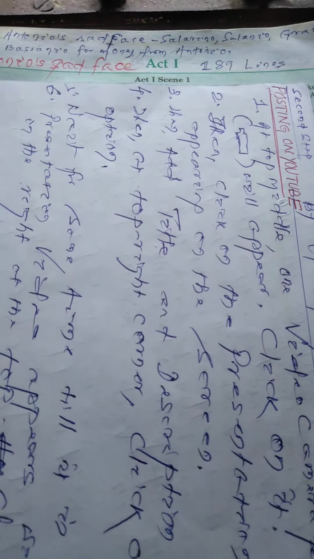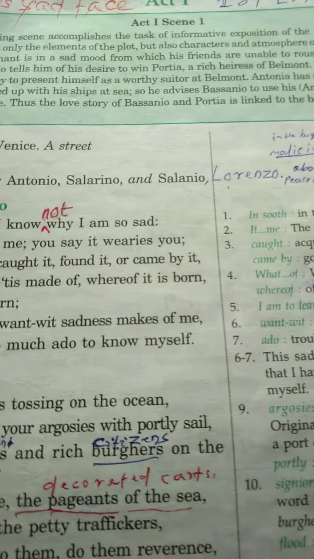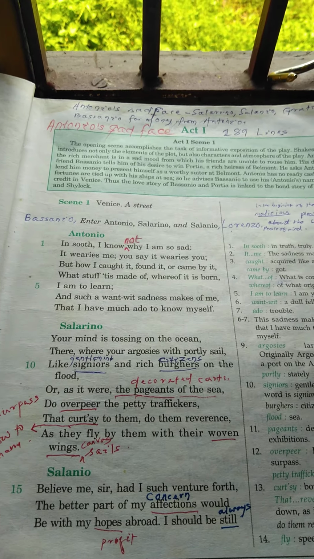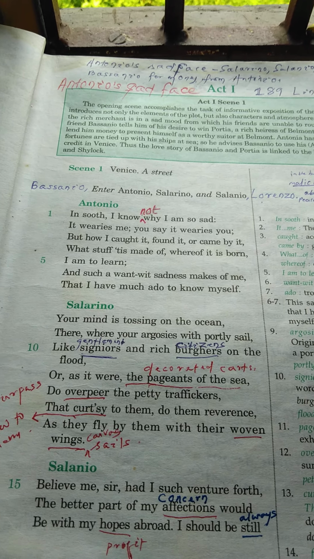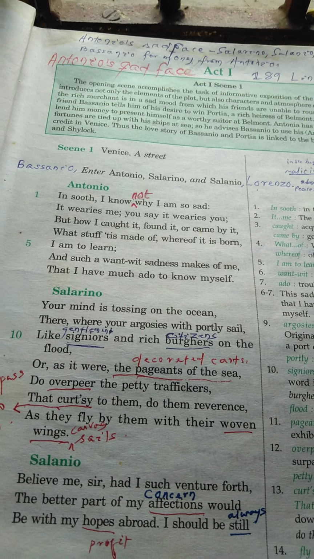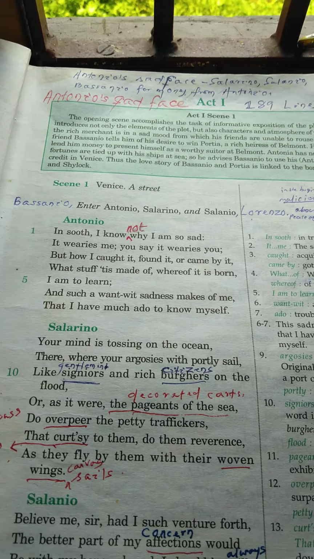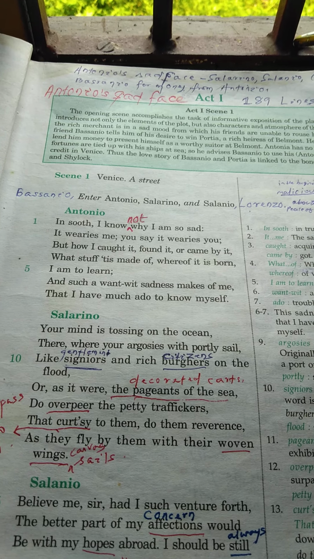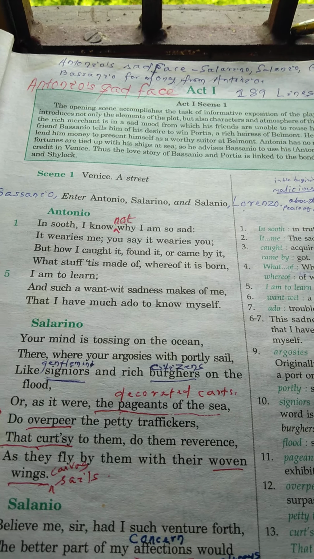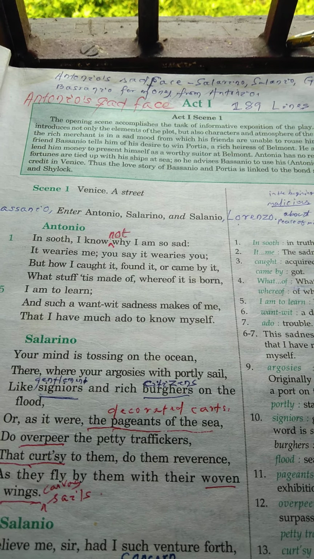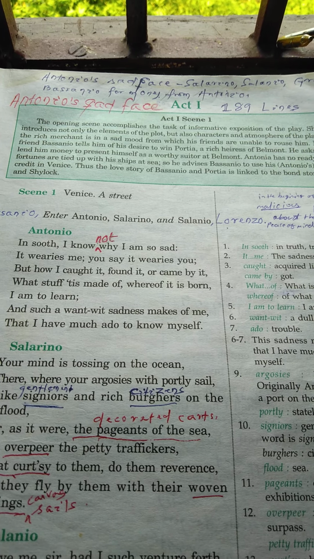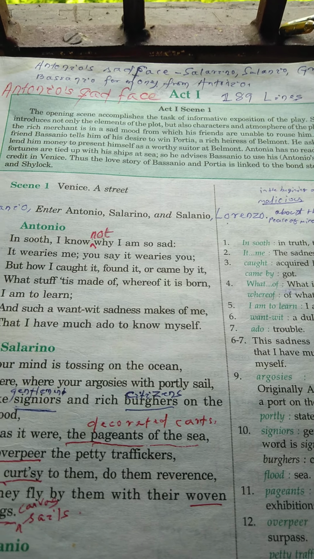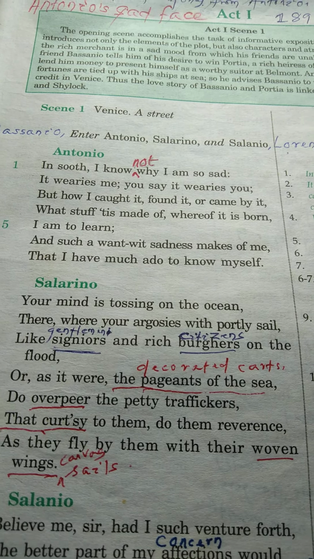So to say, this drama is by William Shakespeare. This drama is divided into 5 acts and into a total of 20 scenes.